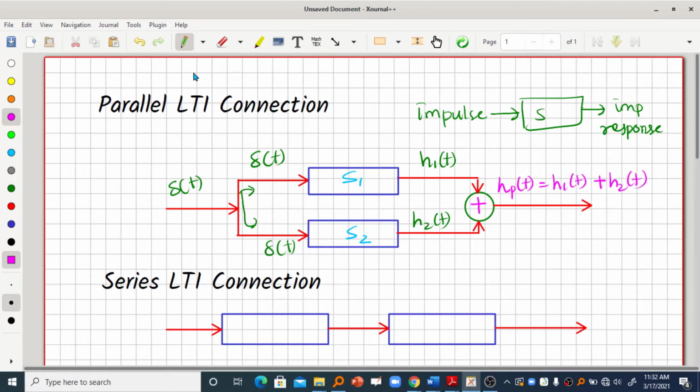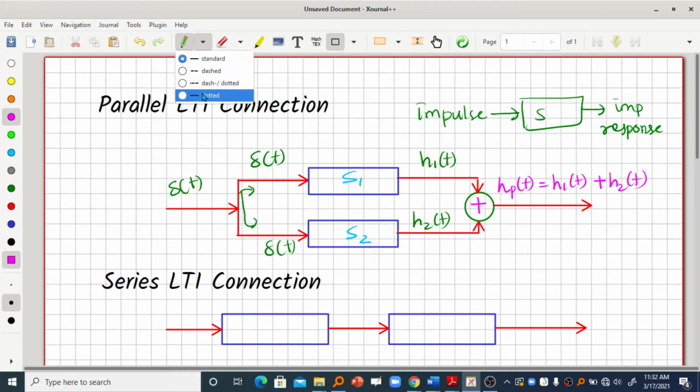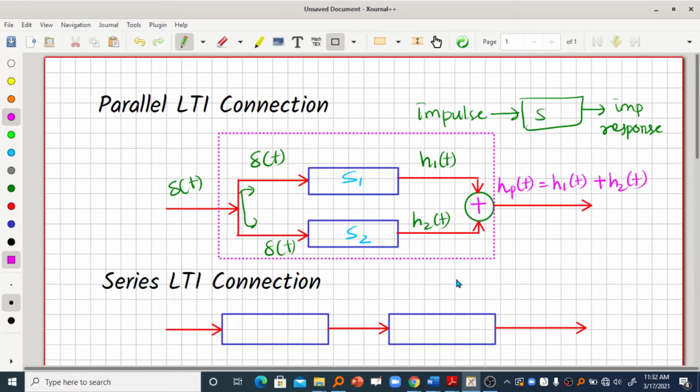So if we consider the entire system as a single system, you can see that we are giving an input here and we are getting some output here. Actually, that output is nothing but the summation of the individual outputs of H1 of t and H2 of t. So this is the basic idea of parallel connection of LTI systems.